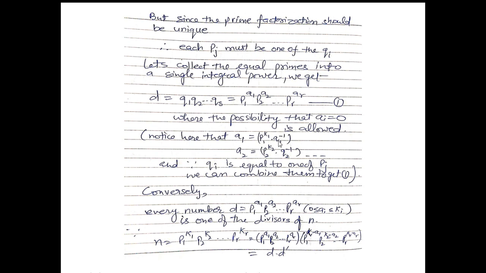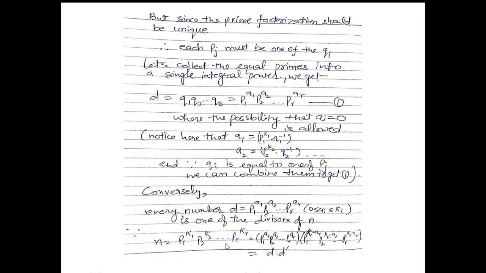So we are combining the same powers, and on the other hand we are left with qi's only. And because qi is equal to 1 of pj, we can combine them to get 1. So here we got the result which we wanted to prove.